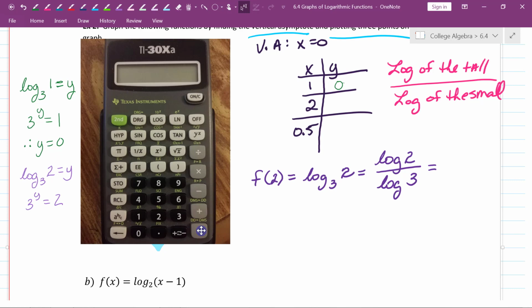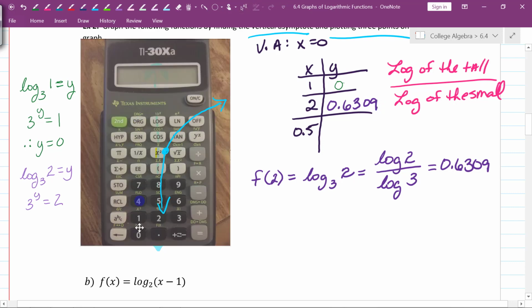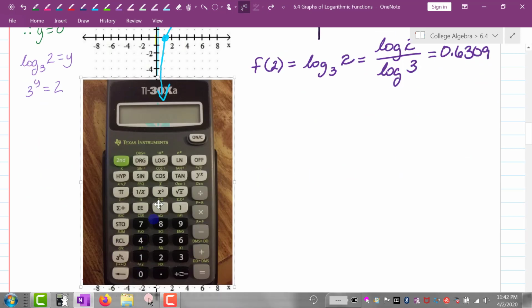When you do that, you should get 0.6309. Okay, so I'll write that down real quick. So that equals 0.6309. That is going to be the value that goes right here. Now let me go ahead and move this back on down to our next problem.